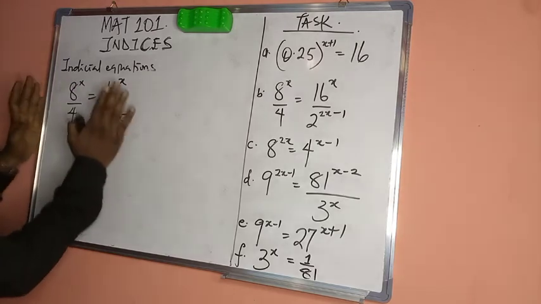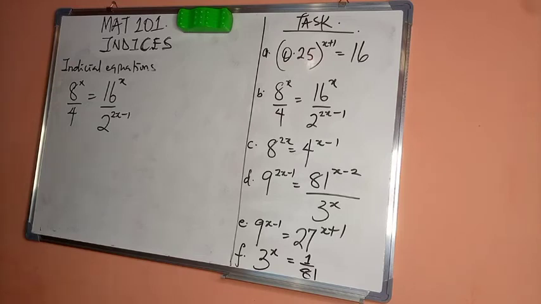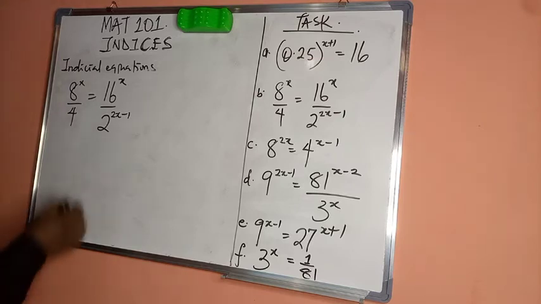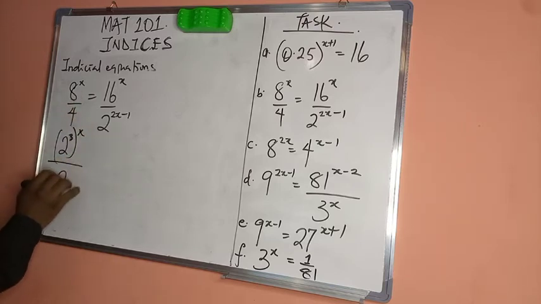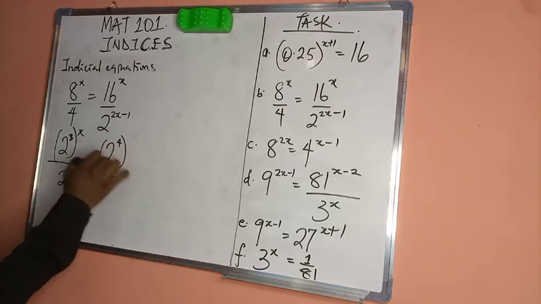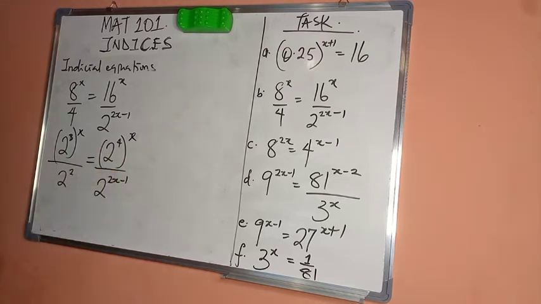If you look at all the numbers in this question, they can all be written as base 2 numbers. That means we can have 2 raised to power 3 here, 2 raised to power 2 here, and 2 raised to power 4 here. So let's simplify everything so that all of them will be in base 2. This 2 raised to power 3, that's 8, multiplied by x. Then this 2 raised to power 2 equals 2 raised to power 4 multiplied by x. And here we have 2 raised to power 2x minus 1.